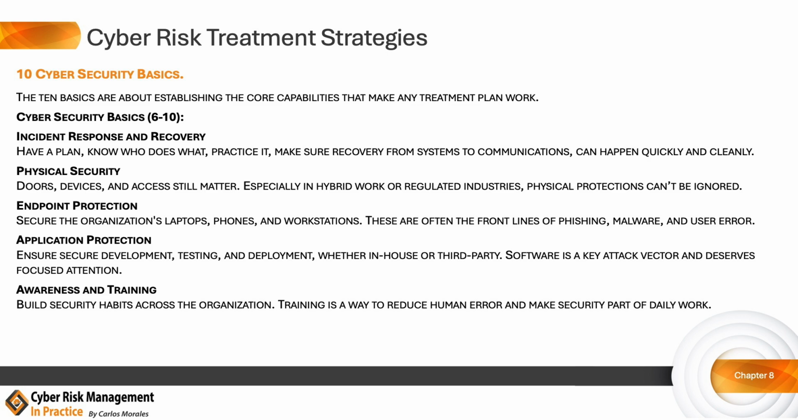10. Awareness and training. This final basic ties everything together because even the best designed controls can be bypassed by a simple mistake or a well-crafted phishing email. Awareness and training isn't just about annual videos or checkbox compliance. It's about building behavioral muscle across the organization, helping people, from end users to executives, understand what's expected of them, what to watch for, and how to respond. And it's ongoing. You're not trying to make everyone a security expert. You're trying to make security part of how people think and work every day.